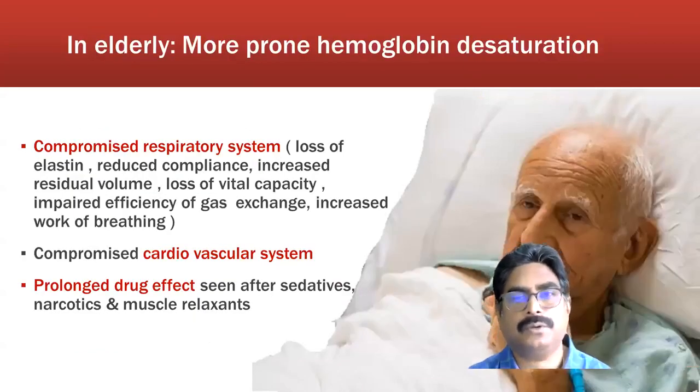In the case of elderly patients, there is a compromised respiratory system and a compromised cardiovascular system. The respiratory system is compromised due to the loss of elastin, reduced compliance, increased residual volume, loss of vital capacity, impaired efficiency of gas exchange, and increased work of breathing. And all the drugs, especially sedatives, narcotics and muscle relaxants, are prolonged in older patients.